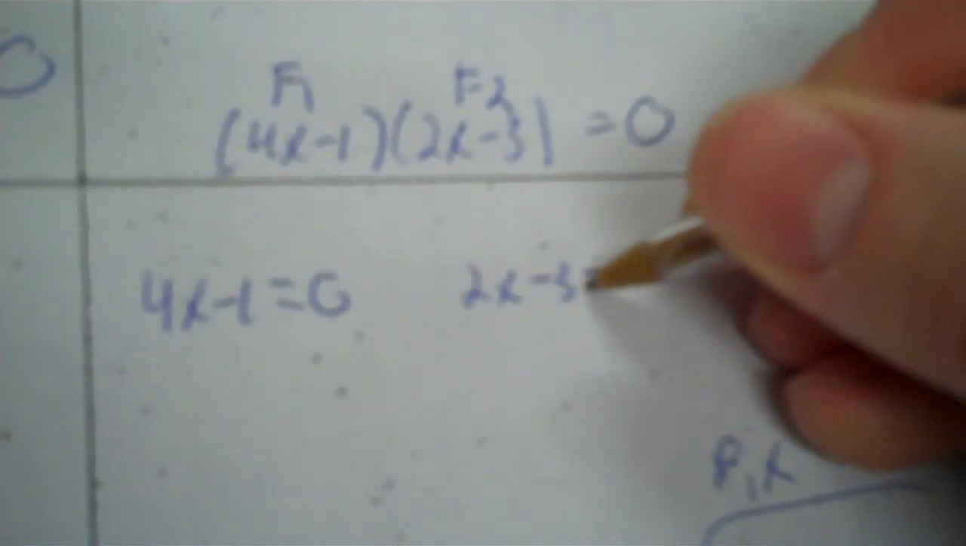Then equals 0. So you got F1, F2. So 4x minus 1 equals 0. 2x minus 3 equals 0. So you plus the 1. So 4 times x equals 1. Then you divide by 4. 1 divided by 4 is a decimal, 0.25. If you second PRB, it'll be back to 1/4.